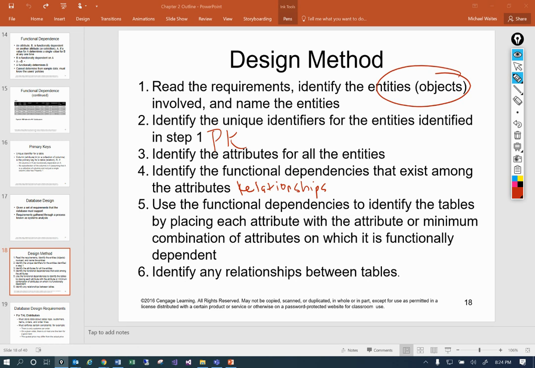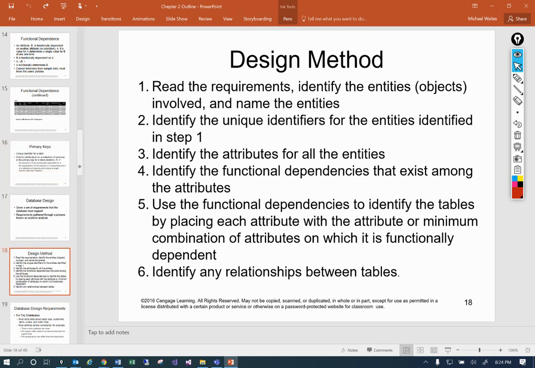And then use the functional dependencies to identify the tables by placing each attribute with the attribute or minimum combination of attributes on which it's functionally dependent. We'll see a little example of that here in a moment. And then identify any relationships between the tables. So let's just jump into that, because it's an awful lot to say.